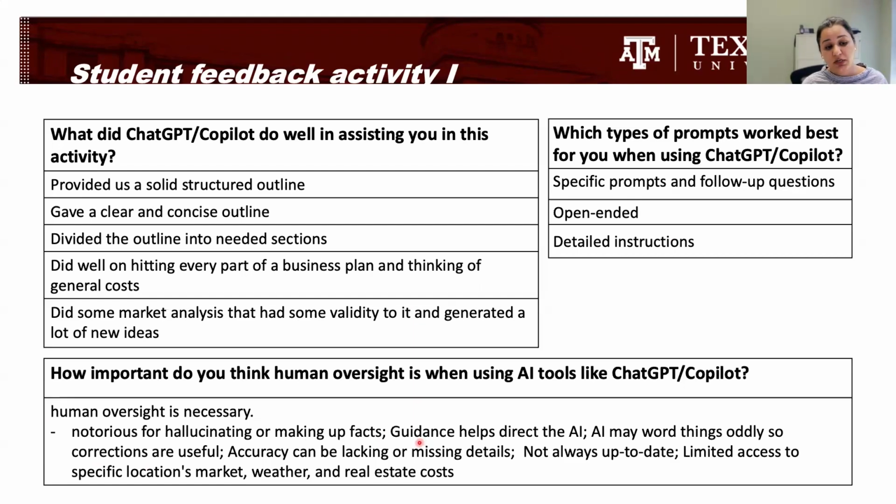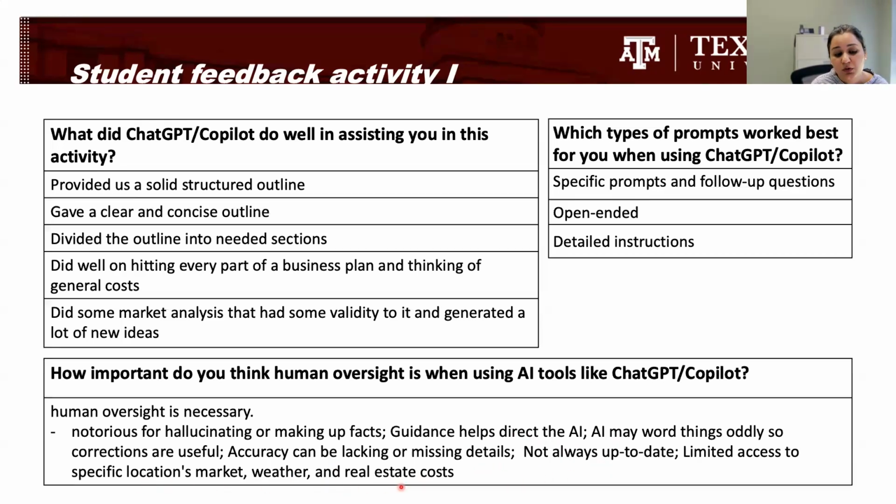AI tools, they hallucinate, they make up facts. It's important to guide the AI towards a specific direction that we wanted to go towards. Then sometimes it was wording things very oddly, using terms that we don't use in horticulture. Then it was making up some facts which were not correct. It was lacking some details. Then a lot of information was not up to date as well.